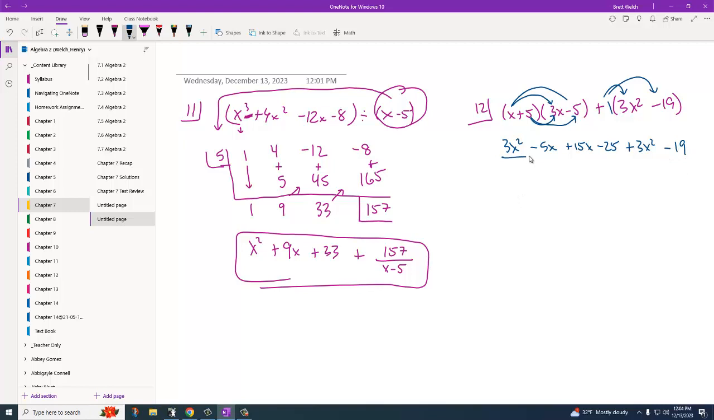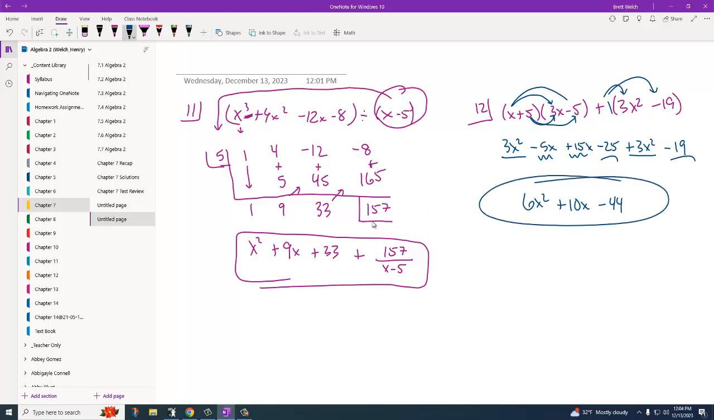Only thing left to do is combine any like terms. 3x squared and 3x squared makes 6x squared. Negative 5x plus 15x makes a positive 10x. And negative 25 and negative 19 makes a negative 44. And we're done. No solving, it's just simplifying it down.